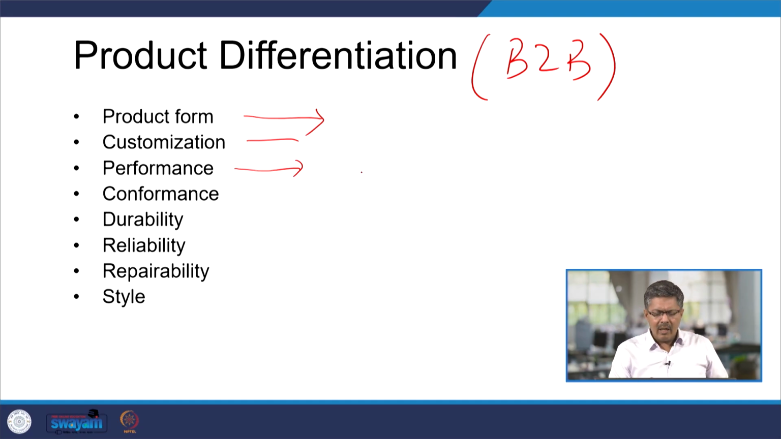Similarly, durability: our products are strong, and there is the reliability of the product. B2B is obviously a complex item, and it has a long chain of effects. What I mean to say is, when you talk about a B2B product, for example, take a machine used in an assembly line, and there are, let us say, 4 steps the machine has to go through.